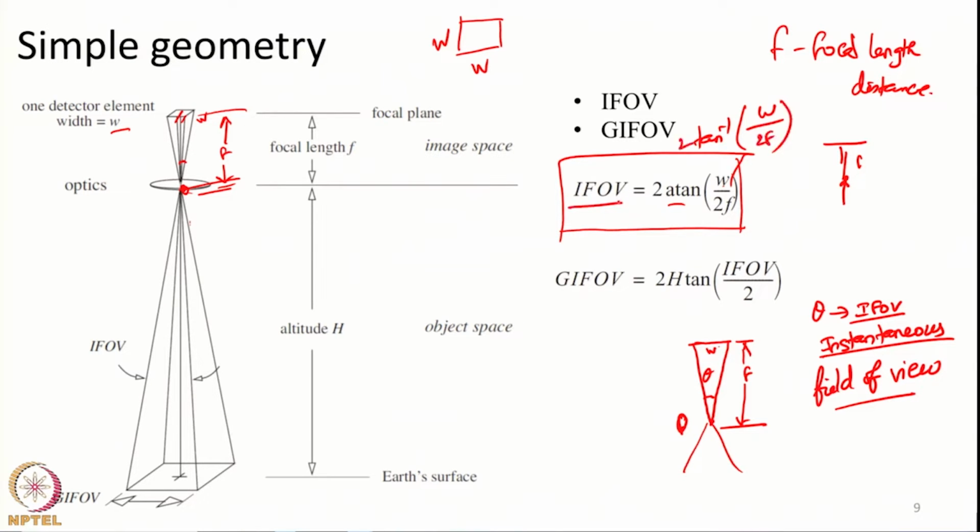So, IFOV means the angle subtended by the detector in its focal plane or in its optics assembly, we can say like the optical point. From this point O, what is the angle subtended by one side of the detector? So, essentially if you put the same angle in all directions, you will get a square element.